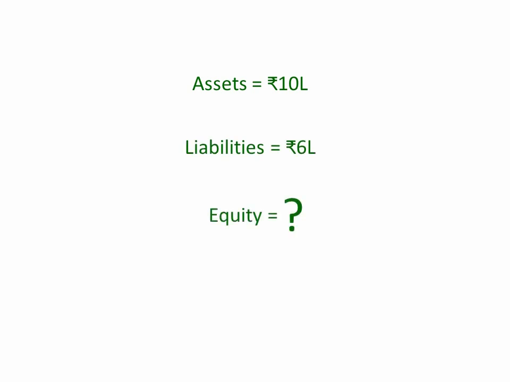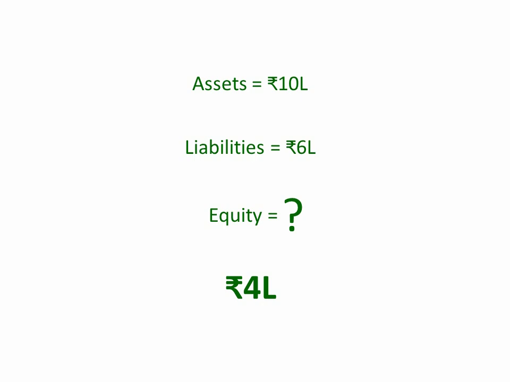Now let's test ourselves. A business has 10 lakh rupees in assets and 6 lakh rupees in liabilities. What is the owner's equity? Think about it. 10 lakh minus 6 lakh gives us 4 lakh rupees. So 10 lakh is equal to 6 lakh plus 4 lakh. Balanced.